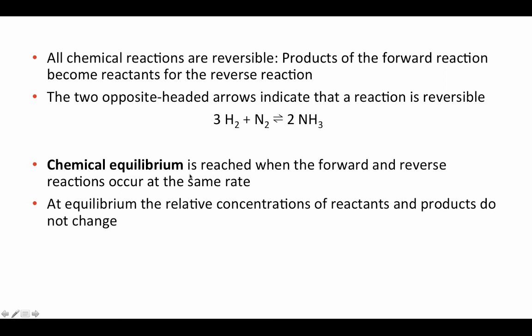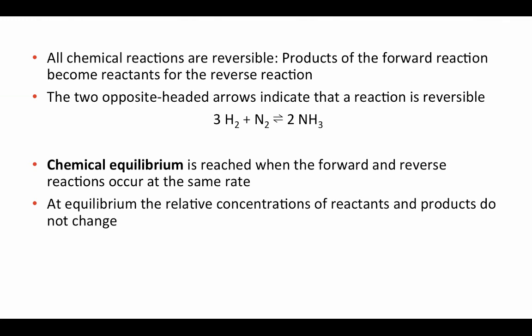That doesn't necessarily mean they're in equal quantities, right? If the reaction is primarily going in this direction, it's possible that there will be just a tiny amount of the hydrogen and nitrogen gas and mostly ammonia, but the rates of reaction are occurring with equal frequency. So at equilibrium, the relative concentrations of reactants and products do not change. Again, you can have mostly ammonia and just a little bit of the others, but they're not changing even though the reaction is still proceeding in both directions.